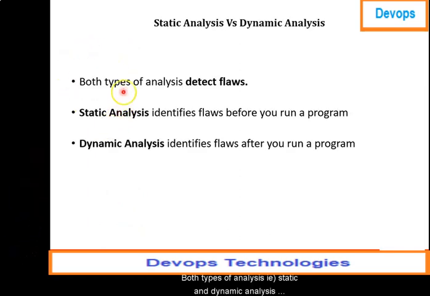Both types of analysis, static and dynamic analysis, detect flaws. The big difference is where they find flaws in the development lifecycle. Static analysis identifies the flaws before you run a program, for example between coding and unit testing. Dynamic analysis identifies the flaws after you run a program, during the unit testing.